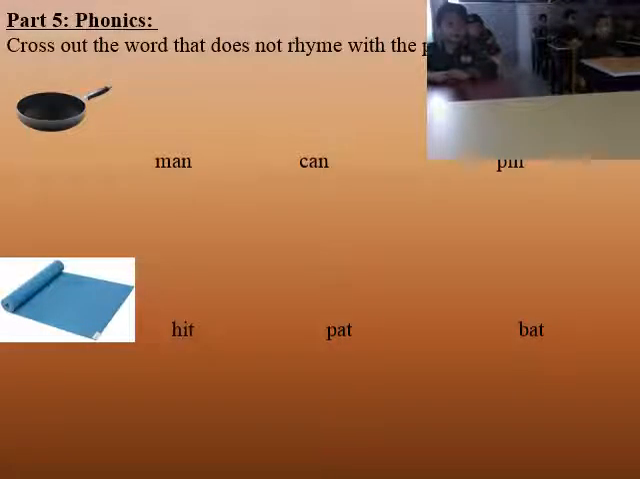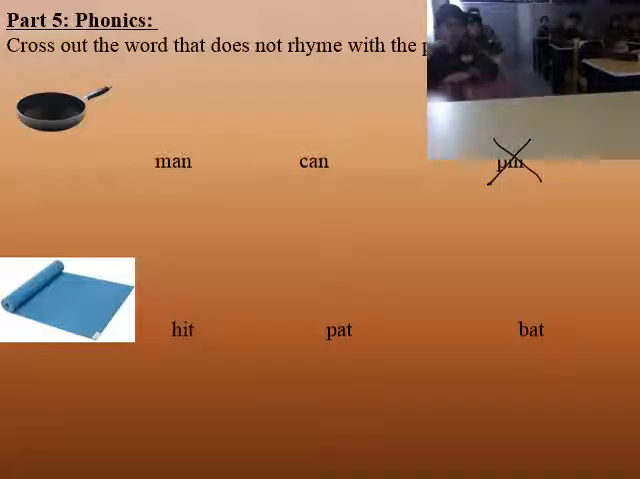Let's cross out the word that doesn't rhyme with the picture. What is in this picture? Pan. Does man rhyme with pan? Yes. Does can rhyme with pan? Yes. Does pen rhyme with pan? No. So what do we do with pen? We put a big X. Good job.